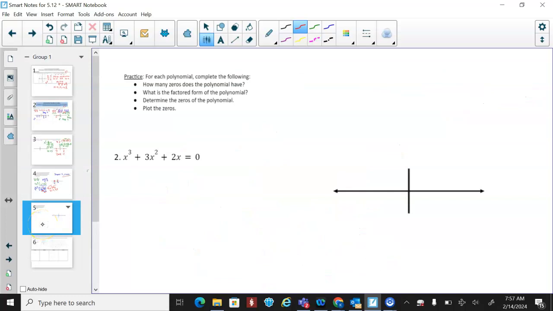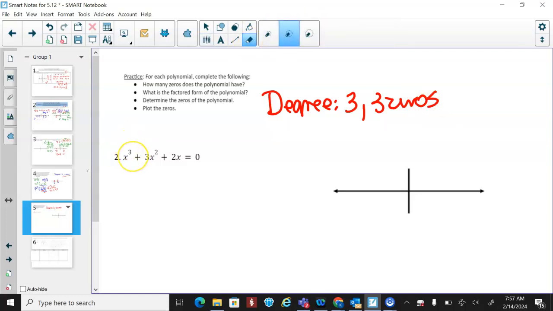All right, the same practice. How many zeros are we supposed to have? 3. So it's supposed to be degree 3 and 3 zeros. So let's see how many we're going to see. First, what we need to do is take something out to get it down to a quadratic function or to a linear function.